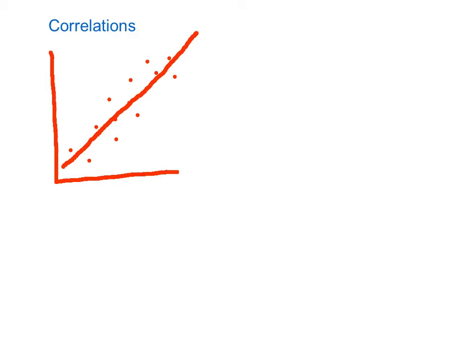And if you look at this line, it does have positive slope because it increases from left to right. So we would say that this has a positive correlation. And what that means is as one thing increases, so does the other. So an example might be something like the more gas that I have in my car, the more miles I can travel.